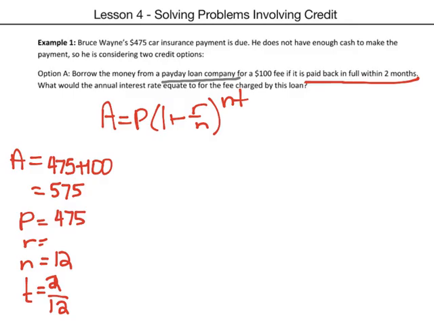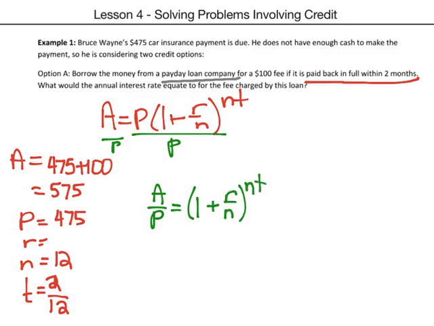So we're going to quickly rearrange this formula to figure out what our R would be. We're first going to divide by P. So we have A over P is equal to 1 plus R over N to the power of NT. Now because our N times our T would be 12 times 2 over 12, notice how the 12s will cancel and we'll just be left with 2. So our NT will be 2 for this equation.